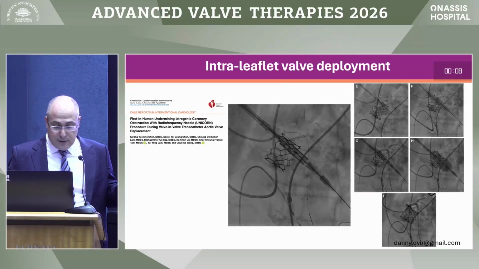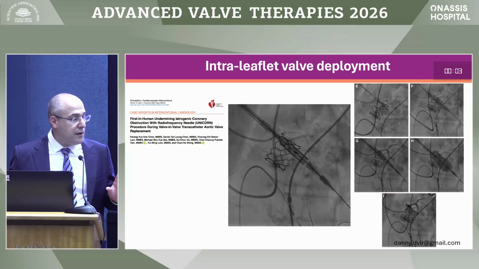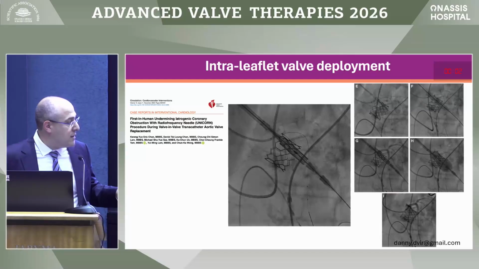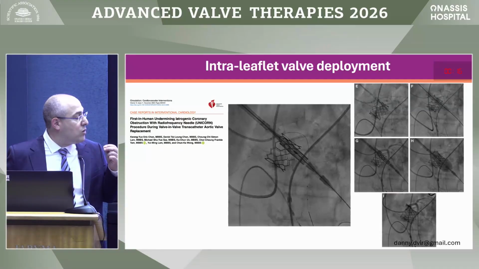So it's complex. In the meantime, there is a new player in the field of leaflet modification, a significant one, a very successful one, that is growing dramatically across the world as we speak, which is intra-leaflet valve deployment. When we do TAVI, we deploy the valves through the orifice. But what if we deploy these valves through a leaflet? That leaflet will not deflect. And if it doesn't deflect, it will not cause coronary obstruction. So there is a strategy of unicorn.